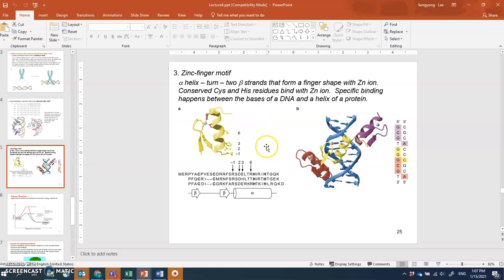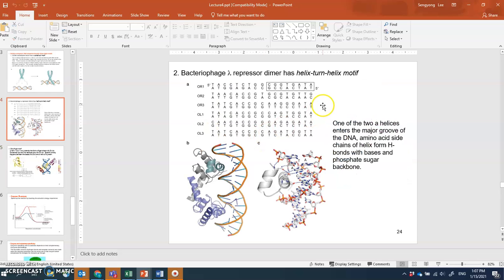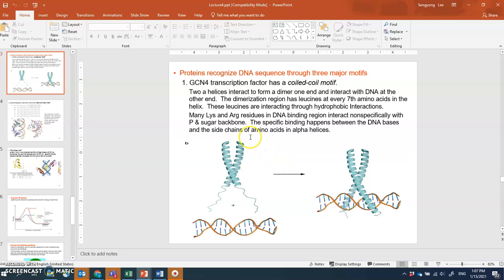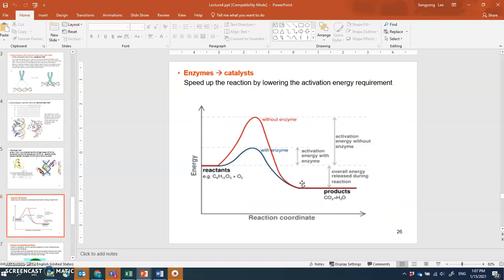So again, remember there are 3 DNA binding motifs we just talked about. Zinc finger motif is one of them, and then helix turn helix, and then coiled coil motif. 3 motifs, or 3 DNA binding domains we just talked about.